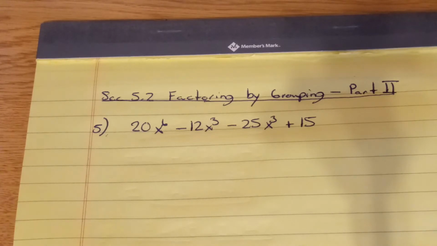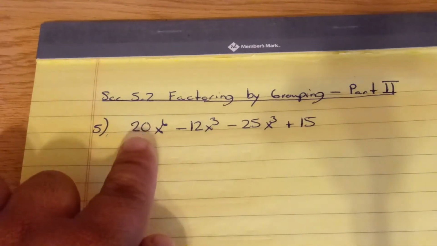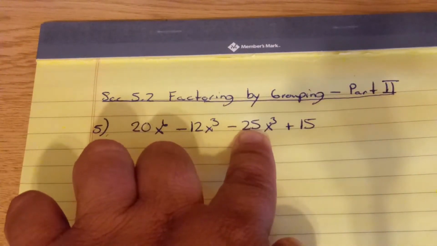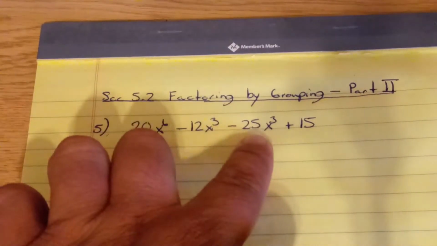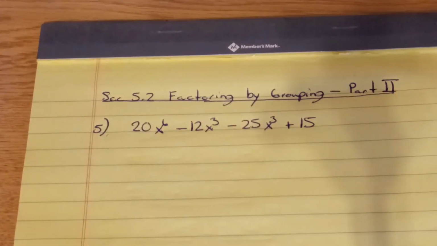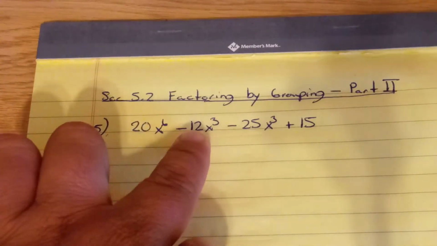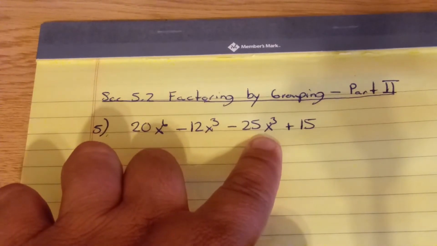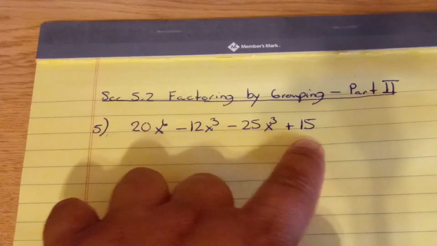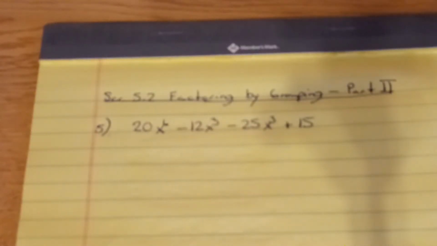We have four terms, and if we start off with the coefficients, the 20, the 12, 25, and the 15. Well, the 20, the 25, and the 15 are multiples of 5. But in this case, we cannot factor out a 5 because 5 is not divisible into 12. The same thing with the variable. All of these have the variable x, but this one doesn't. So once again, this is a perfect candidate for factoring by grouping.